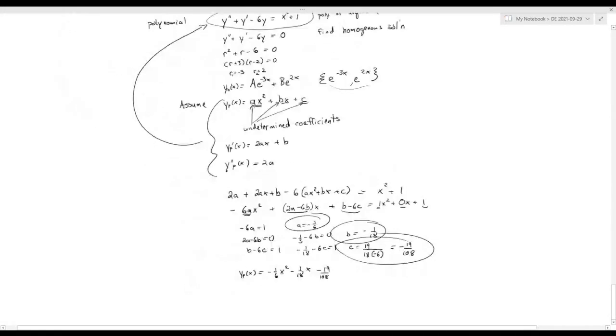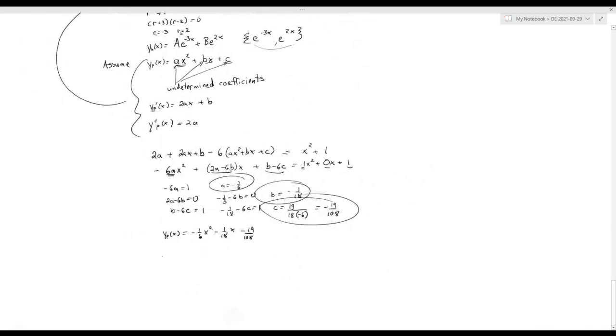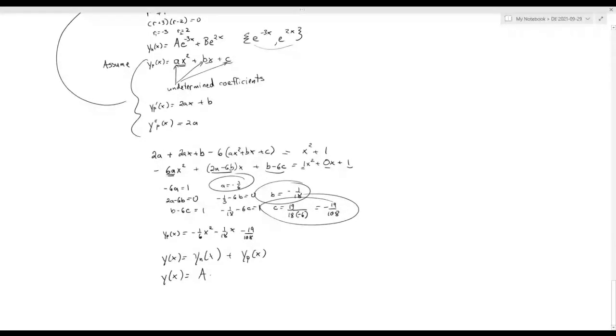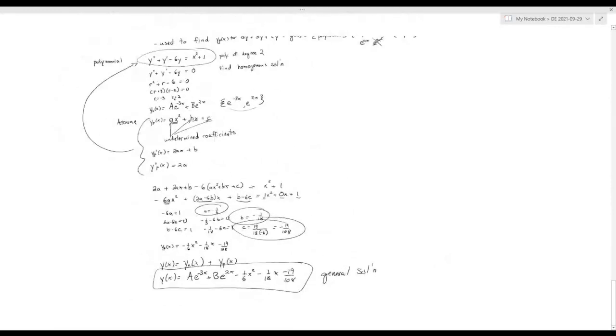So now the general solution is the homogeneous part plus the particular part. The homogeneous part we see is that combination of the fundamental solution set. The particular part is just a polynomial of degree 2. And so this is a general solution. Any solution can be expressed in this form. All right, let's keep going.